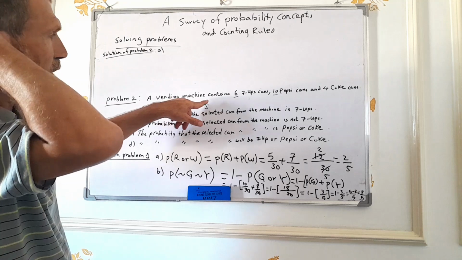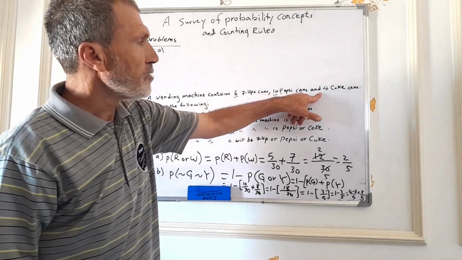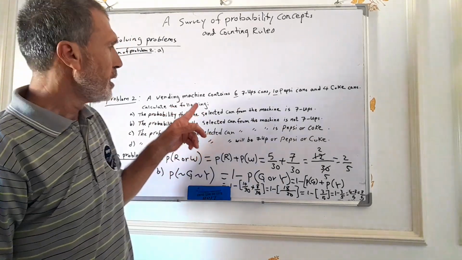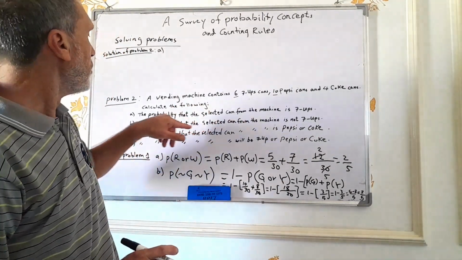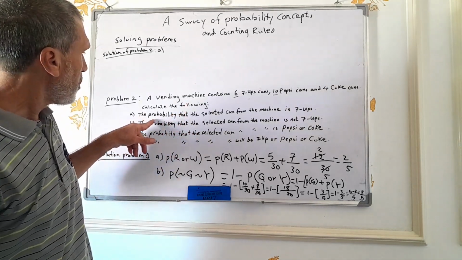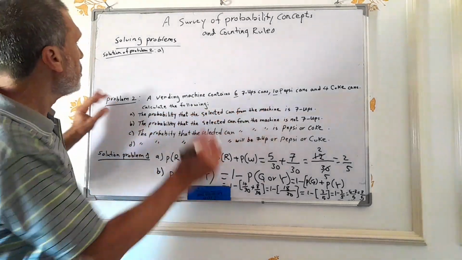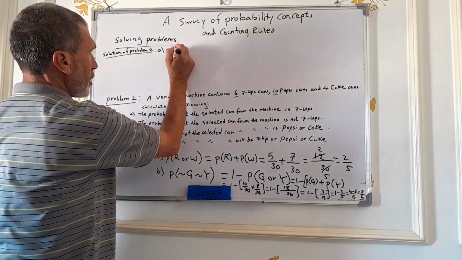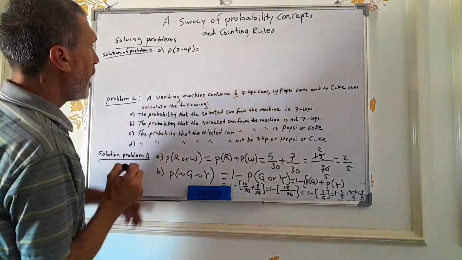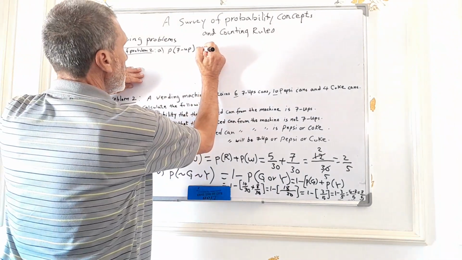A vending machine contains 6 7-Up cans, 10 Pepsi cans, and 4 Coke cans. The total number of cans in the vending machine is 20. Okay? Now, we need to calculate the following probabilities. A, the probability that the selected can from the machine is 7-Up. So, probability of 7-Up is equal, how many 7-Ups do we have? 6. 6 over 20.